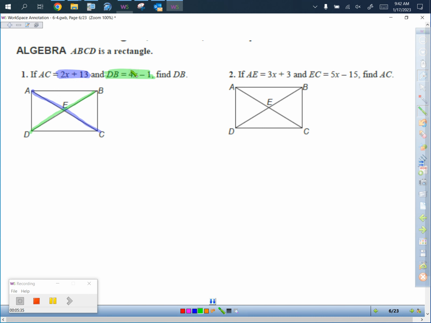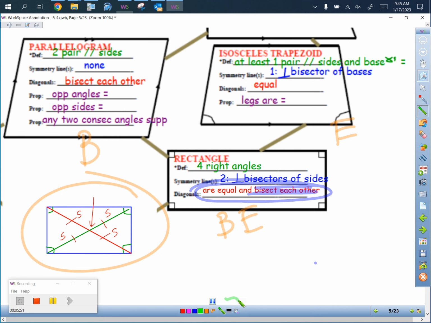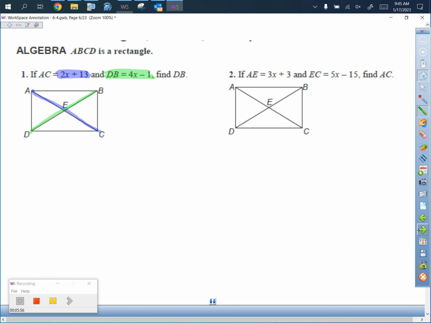Look to your hierarchy and see what should be true about those in a rectangle. Those are the diagonals. And you know the whole length of each one, right? You know the whole length. So come up with a plan. Those guys are definitely equal and bisect each other, correct? Do you need both of those pieces to solve for the variable that they want? Which piece is the most important one? If you know the whole blue one and the whole green one, which one really matters?